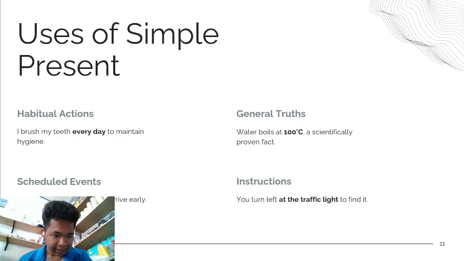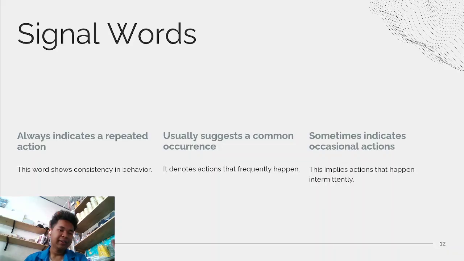The next is a scheduled event, like the train leaves at 6 p.m., so arrive early. The next is general truth: water boils at 100 Celsius, a scientifically proven fact. The next is instruction: you turn left at the traffic light to find it. Then, signal words.